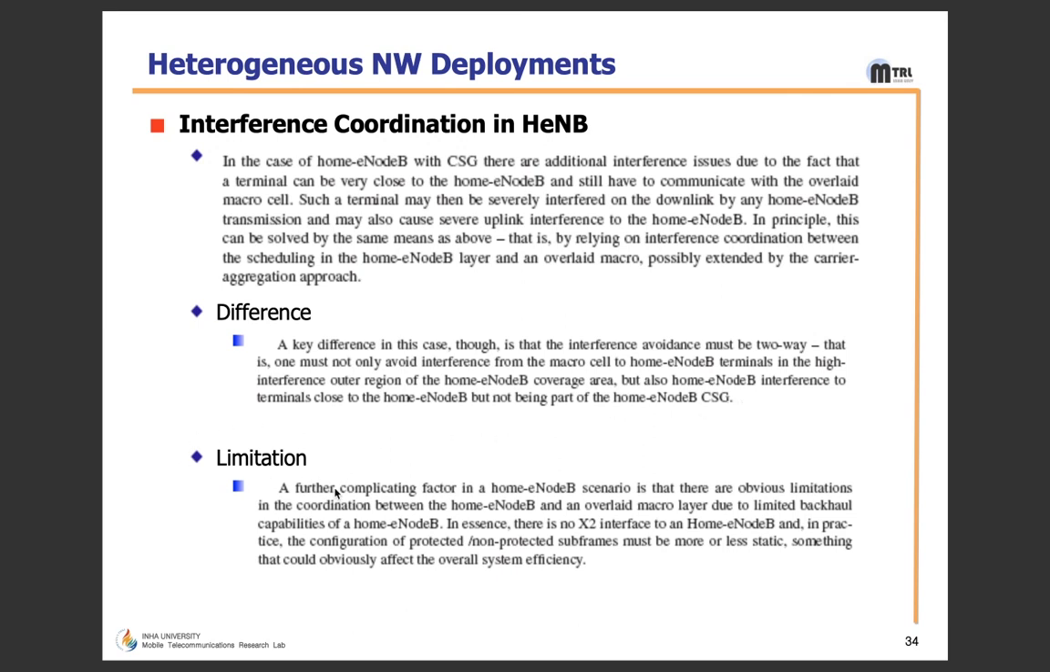A further complicating factor in the home eNode B scenario is that there are obvious limitations in the coordination between the home eNode B and the overlaid macro layer due to the limited backhaul capabilities of the home eNode B. Since there is no X2 interface to the femtocells, in practice the configuration of protected and non-protected subframes must be more or less static, something that could obviously affect the overall system efficiency.